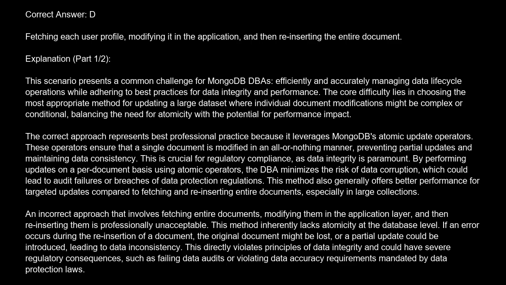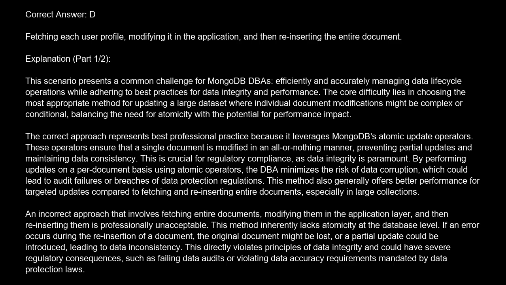The correct approach represents best professional practice because it leverages MongoDB's atomic update operators. These operators ensure that a single document is modified in an all-or-nothing manner, preventing partial updates and maintaining data consistency. This is crucial for regulatory compliance, as data integrity is paramount. By performing updates on a per-document basis using atomic operators, the DBA minimizes the risk of data corruption, which could lead to audit failures or breaches of data protection regulations.